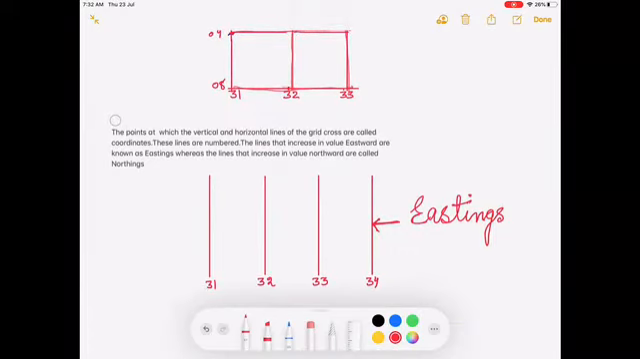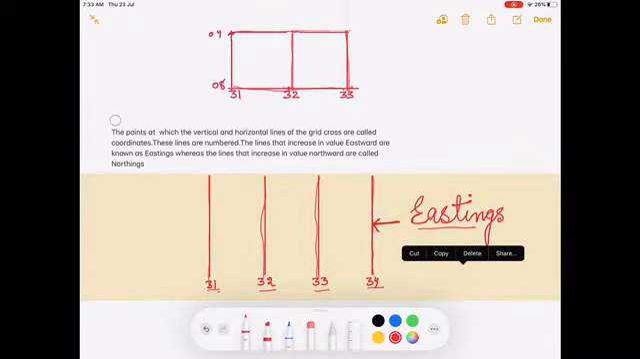These lines are numbered. The lines that increase in value are known as eastings, that you can see in the figure. These are the lines, and the number is increasing toward the direction of the east, 31, 32, 33 and 34, and that is why these lines are known by the name eastings, because their number is increasing toward the east. So that is why these vertical lines are known by the name eastings, right?